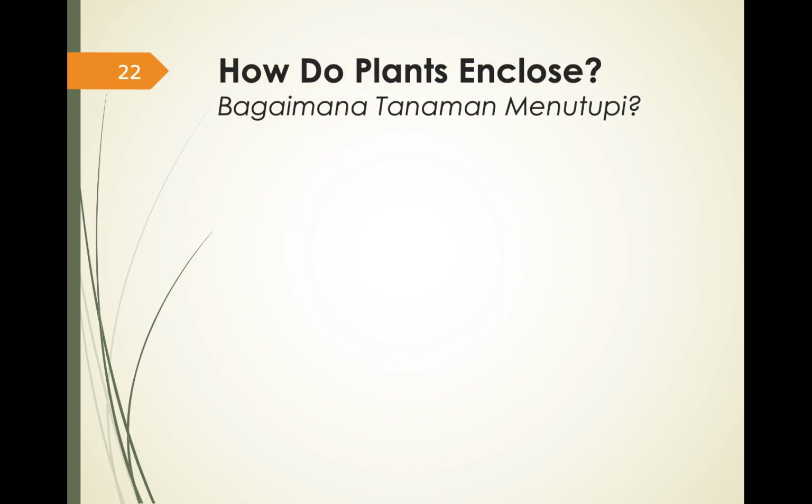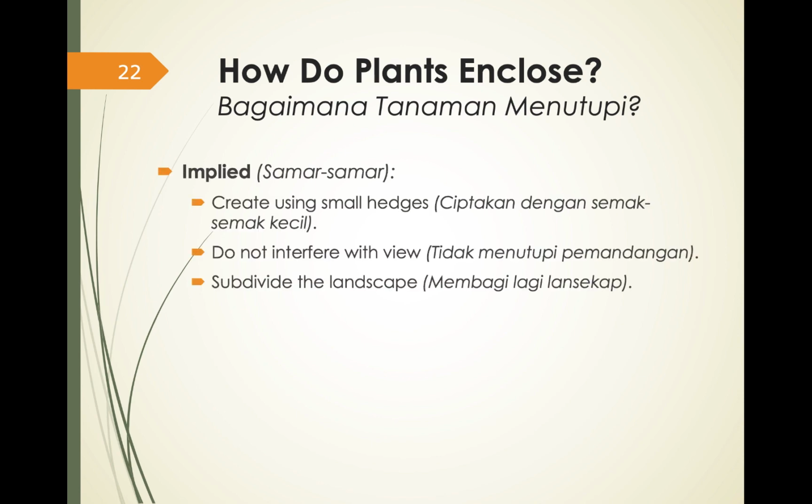So how do plants enclose in an implied way? First, by using small hedges, high enough to prevent people from crossing them. Second, by interfering with the view. This will help keep people to follow the path and can still watch the view. Third, by subdividing the landscape. This can be done by a group of hedges or small size plants. These three methods just try to block movement but not the line of sight.